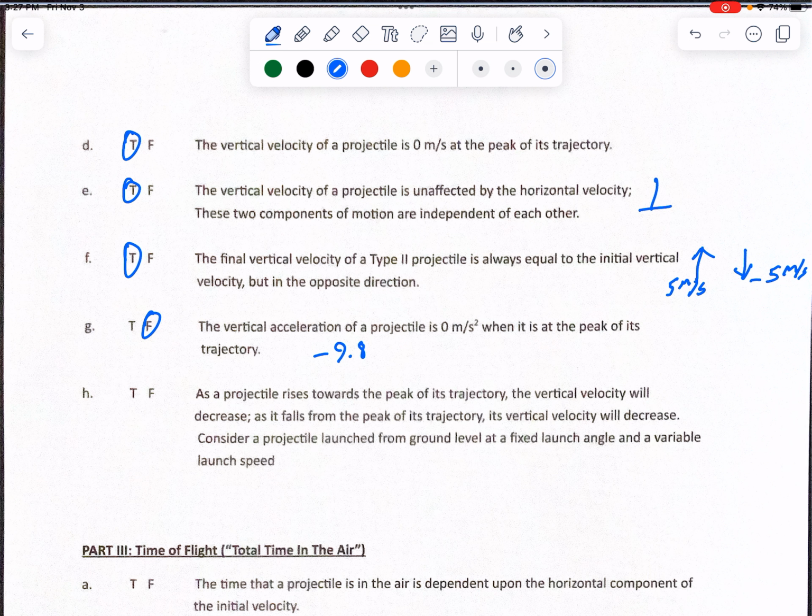Let's see. As a projectile rises towards the peak of its trajectory, the vertical velocity will decrease. So far that's right. As you go up, you slow down. As it falls from the peak of its trajectory, the vertical velocity will decrease. That's false. It has to increase as you go down. So that's going to be false.